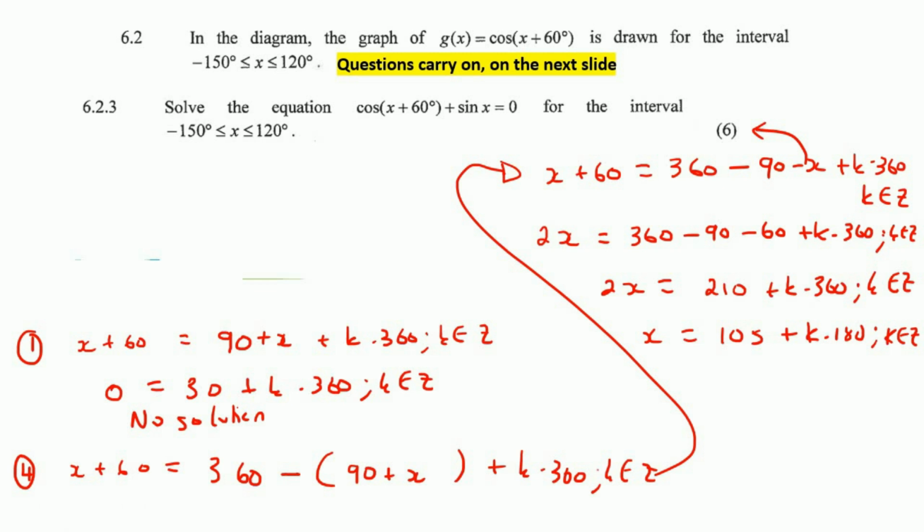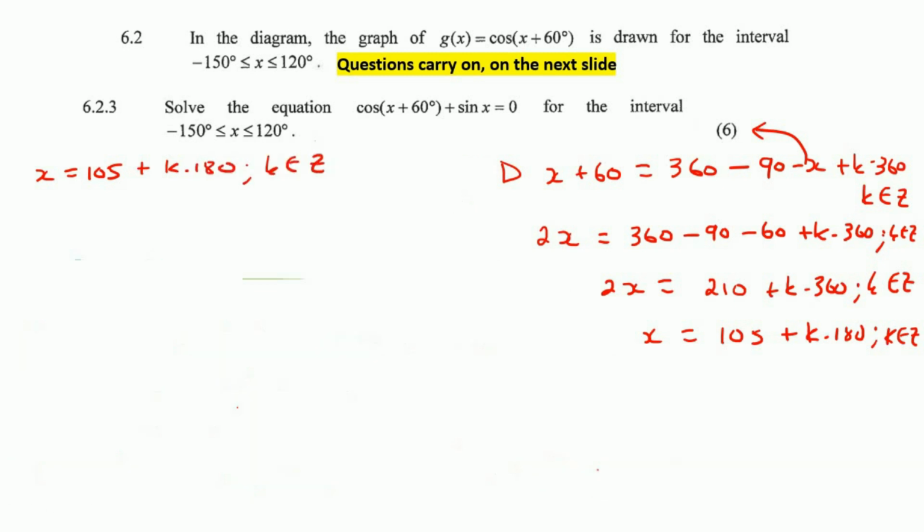So let's quickly write down our 2 answers. Oh no, we only got 1 answer. The other one was a no solution. So we've just got this over here. Okay, so the way that this works is you just go plug in random numbers for k. So let's start with k equals 0, and let's see what happens. So k is 0, so it's 0 times 180. That's just going to give us 105. Now what we do is you say, is 105 inside here? Yes, it is.